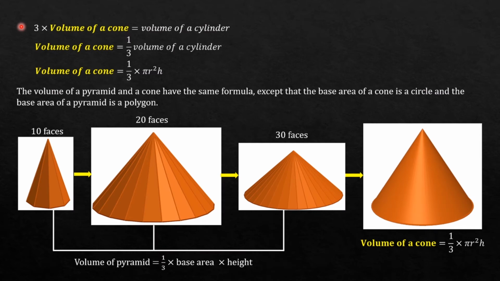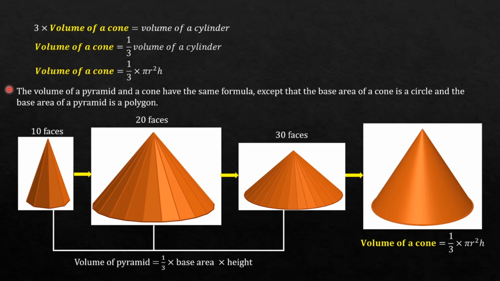From the previous slide, 3 times volume of a cone is equal to volume of a cylinder. If we divide both sides by 3, the volume of a cone will equal 1/3 times the volume of a cylinder. And from grade 8, the volume of a cylinder is given by the formula pi r squared times height. So that will give us the volume of a cone, which is 1/3 times pi r squared times height.